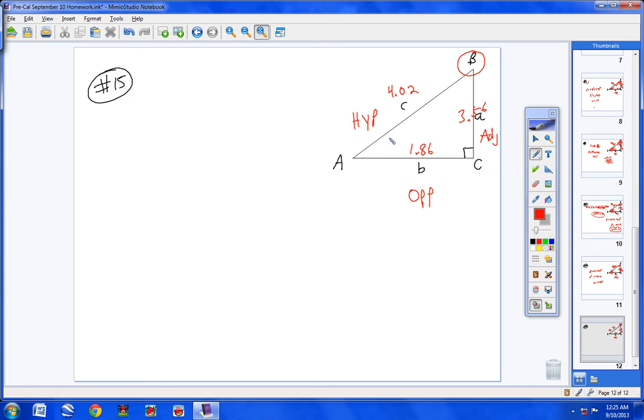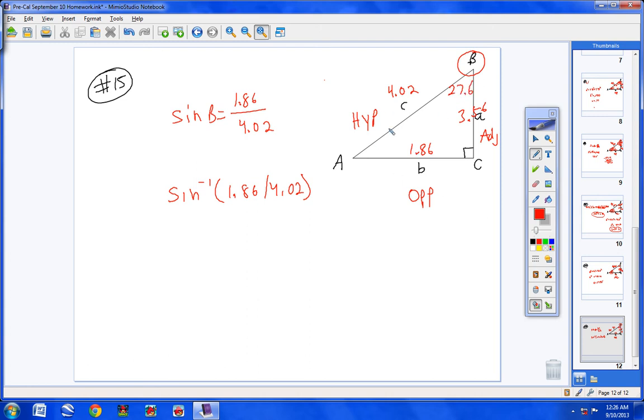Now, since we know all three sides, it doesn't matter if you use sine, cosine, or tangent. I'm going to go ahead and use sine. So sine of angle B equals opposite 1.86 over hypotenuse 4.02. Now notice we're solving for an angle. Do y'all see that? And when you're solving for an angle, you hit second sine and up pops sine to the -1, and then type in 1.86 divided by 4.02. Alright? And if you do that correctly for angle B, you will get 27.6. So this angle is 27.6.